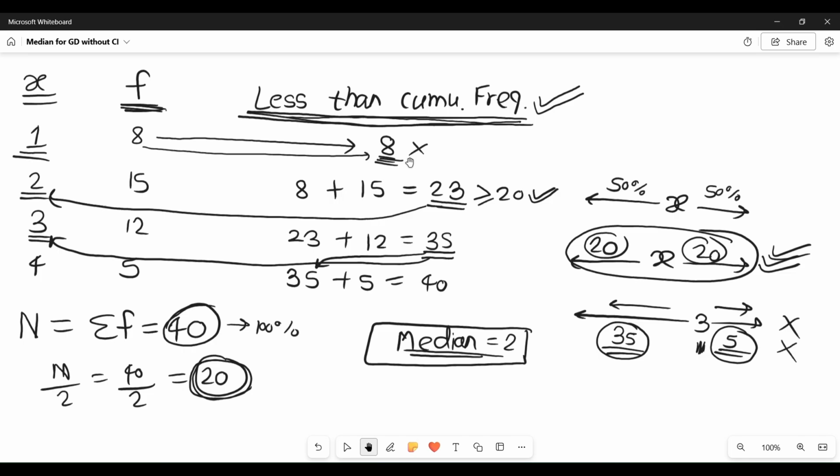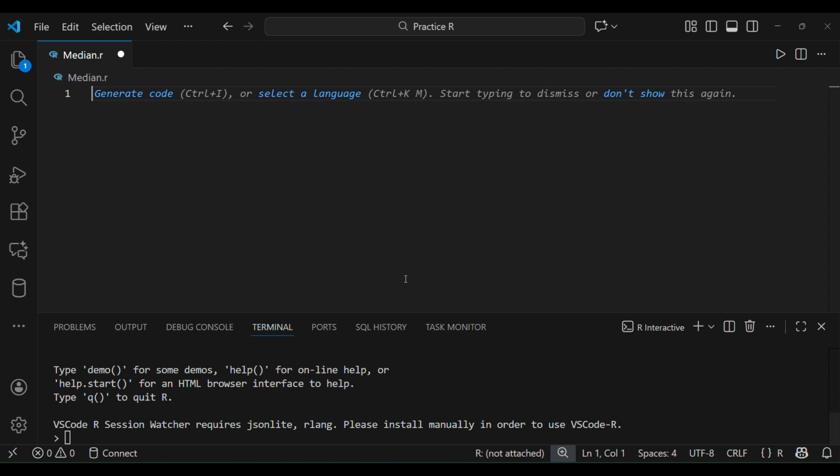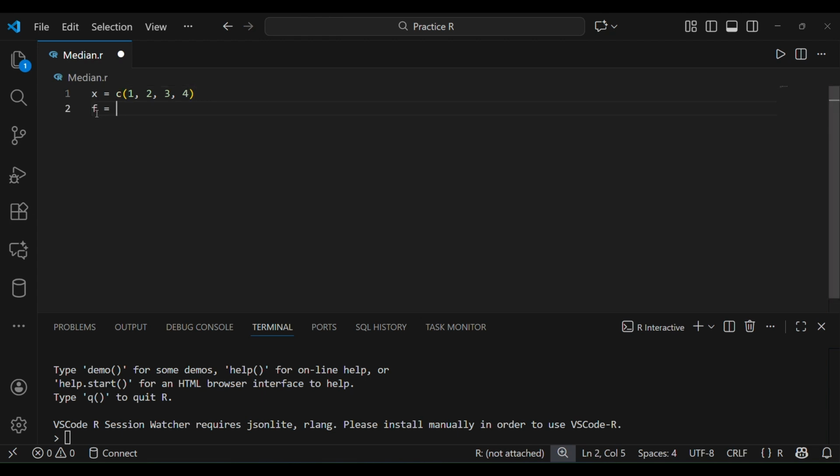Now we will write R code for this. First of all, we need to store the given data. That means we need to store x and f values. I will store these x and f values in their respective vectors. The x vector is equal to 1, 2, 3 and 4. In this way we will store x values. Next, the f vector holds the f values. Respective f values are 8, 15, 12 and 5.